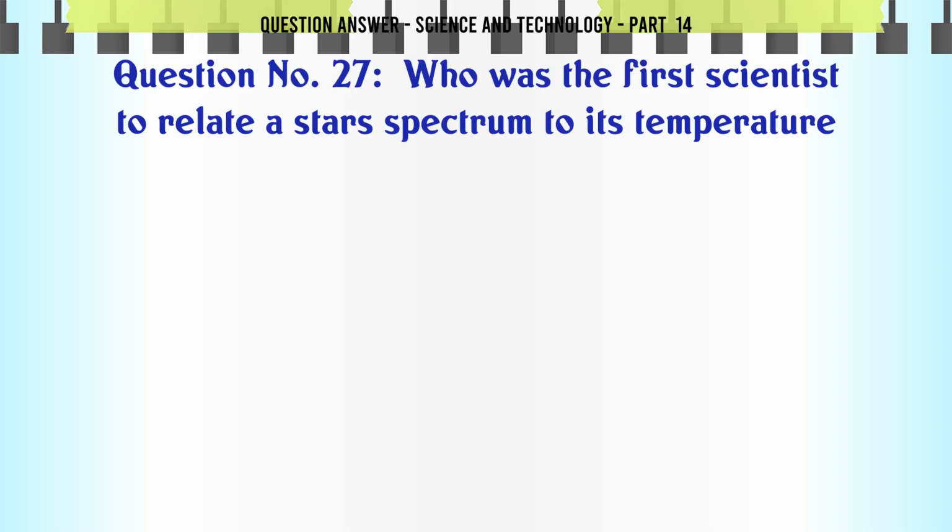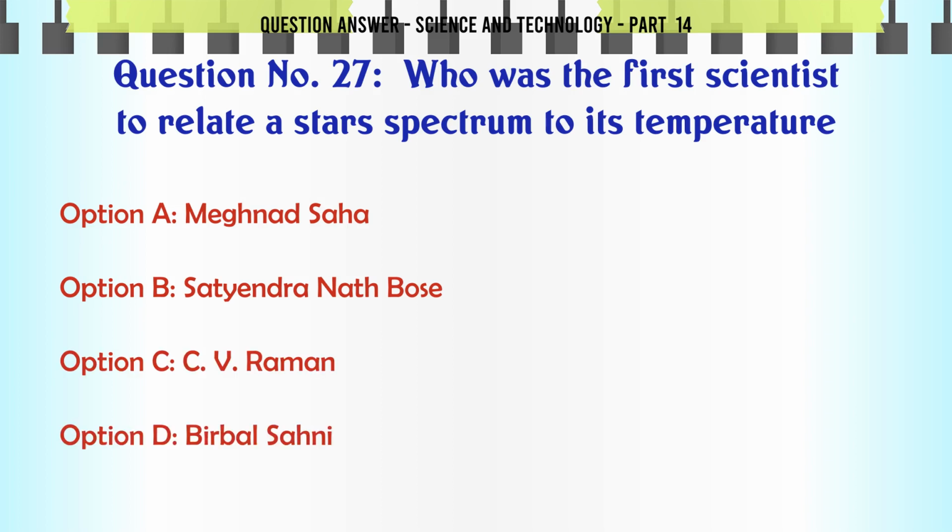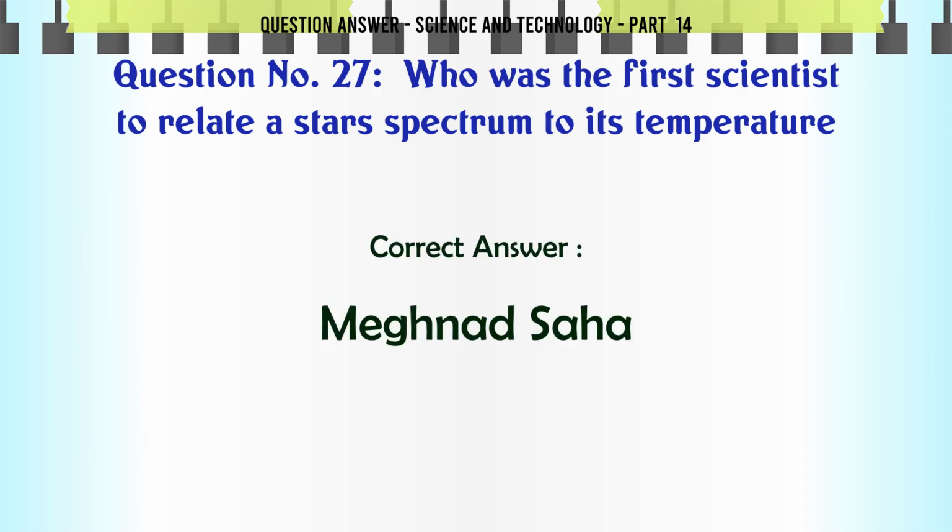Who was the first scientist to relate a star's spectrum to its temperature? A. Meghnad Saha. B. Satyendranath Bose. C. C. V. Raman. D. Birbal Sahni. The correct answer is Meghnad Saha.